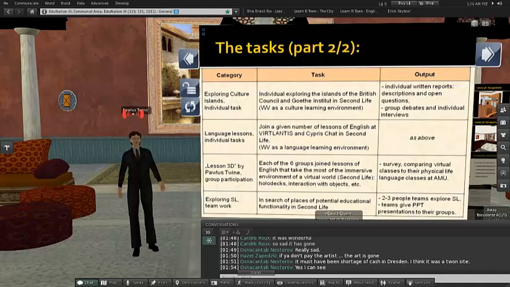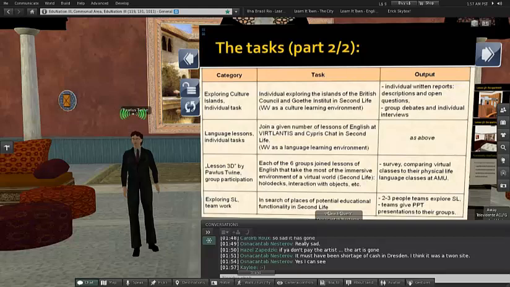And here the virtual world was a cultural learning environment. And the task was to collect some information. What is there? Please explore the island, walk around, fly around, and please make a short one-page report on what interesting or not interesting you have found there. So the output was individual written reports and descriptions for open discussions then, and some group debates.